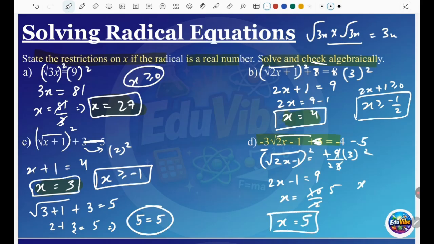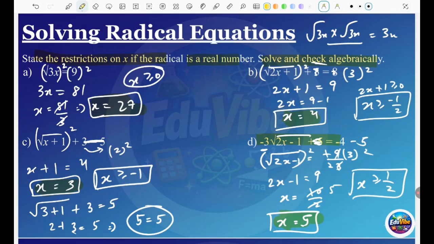Again, your restriction now is x greater than or equal to positive half, which is 0.5. And this is your answer for that. So that's how the restriction can be done. Sometimes the restriction can be satisfied with that question, like in that you have x is greater than or equal to half, which is satisfied with that value.